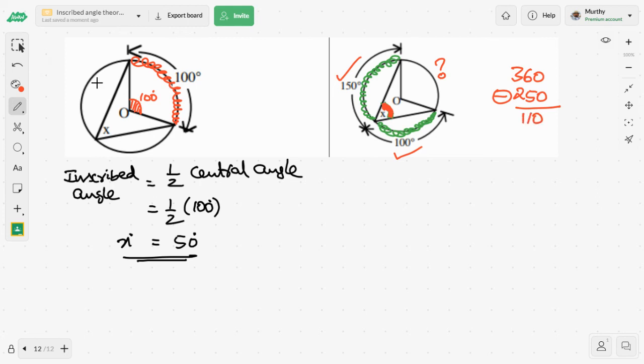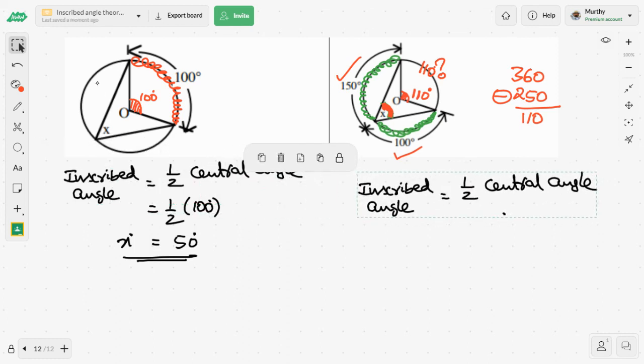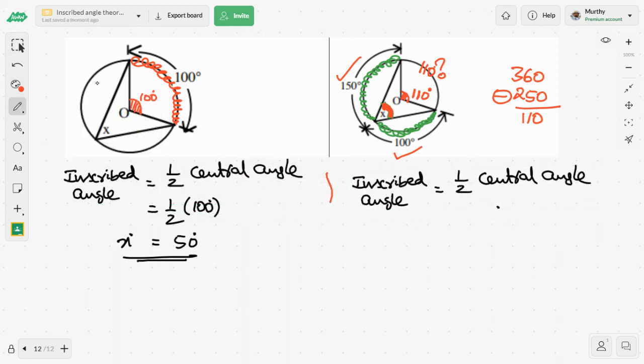So if this is 110, the central angle is also 110, right? From here onwards it's a cakewalk. Let me write the condition again: inscribed angle equals half of the central angle. Now let me plug in these values. I know the central angle is 110, so half of 110 gives me 55 degrees.